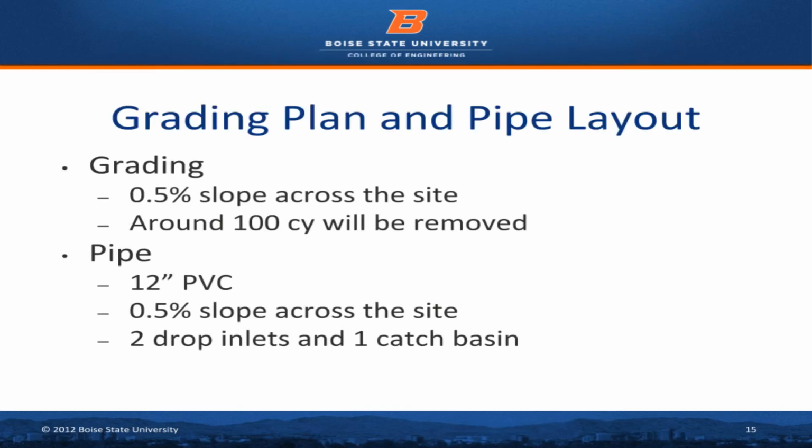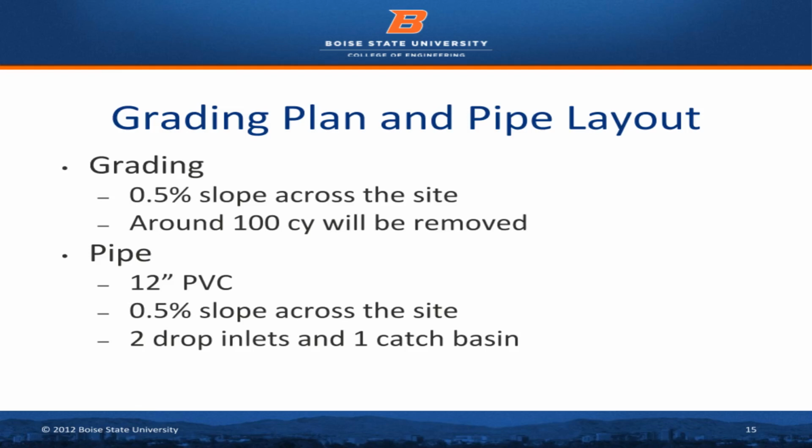For our next slide, you can see the grading plan and pipe layout. So the grading plan was decided to be about 0.5% slope across the site. What that means is that we had most of our sections broken up so that they would have a 0.5% slope going towards either the detention pond or the designated catch basin or inlet that they were supposed to be for. We determined that there would be about 100 cubic yards of soil that would have to be removed between all the different sections of our grading plan.